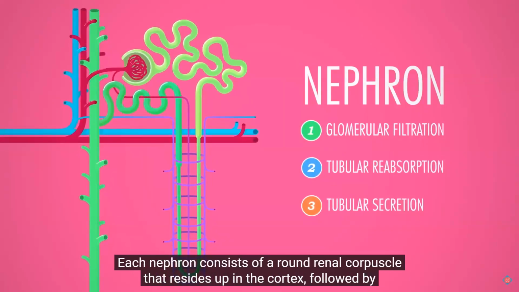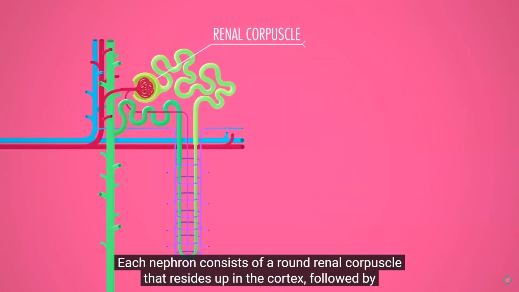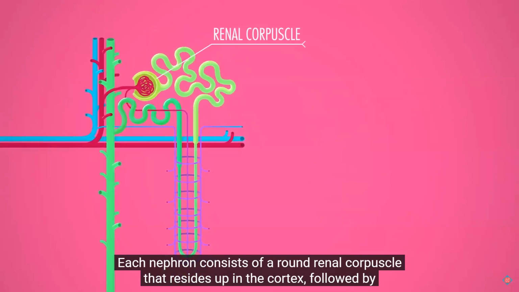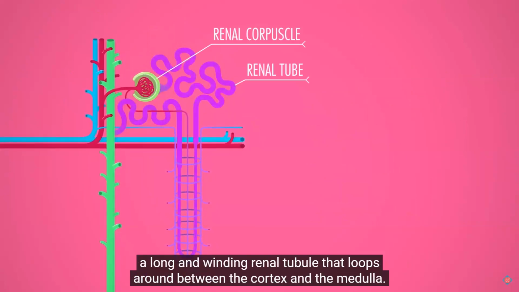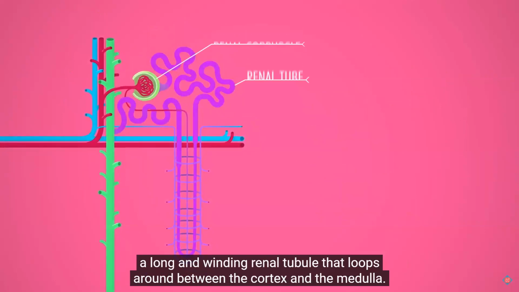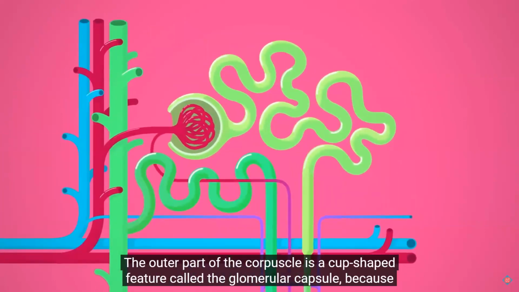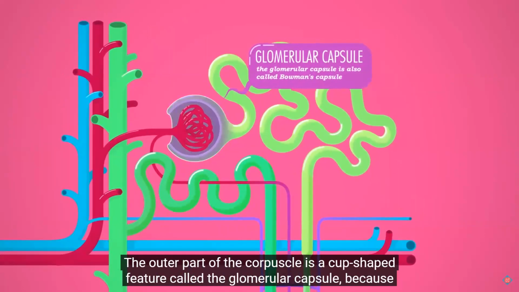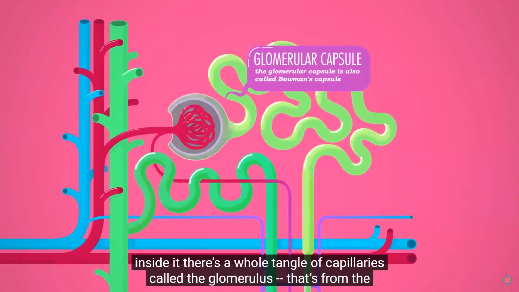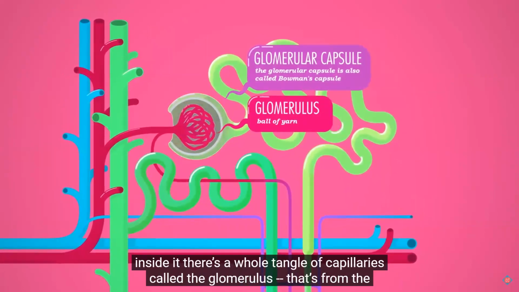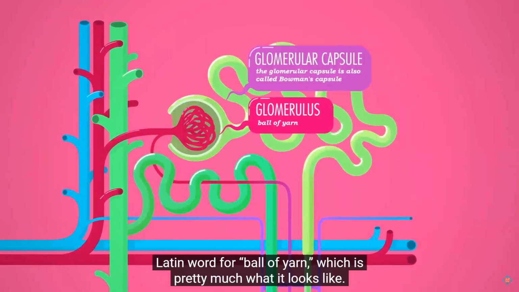and secretion. Each nephron consists of a round renal corpuscle that resides up in the cortex, followed by a long and winding renal tubule that loops around between the cortex and the medulla. The outer part of the corpuscle is a cup-shaped feature called the glomerular capsule, because inside it there's a whole tangle of capillaries called the glomerulus. That's from the Latin word for ball of yarn, which is pretty much what it looks like.